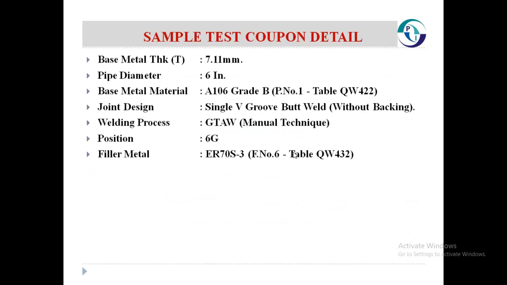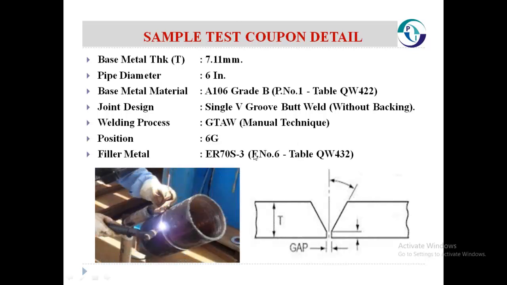To discuss the Welder Performance Qualification Record, we consider a sample test coupon with the following details. In our case, the base metal thickness is 7.11 mm and the pipe diameter is 6 inch. Base metal material is A106 grade B with the P number 1 as per the table ASME section 9 QW 422. Joint design in our case is a single V groove butt weld without a backing strip.